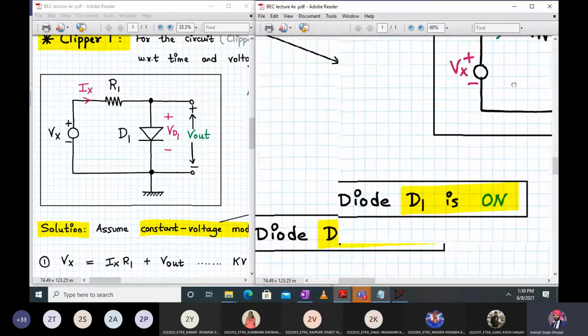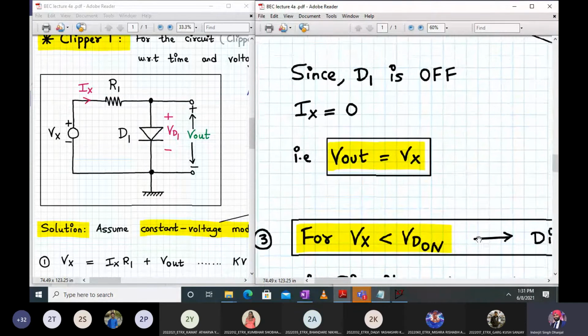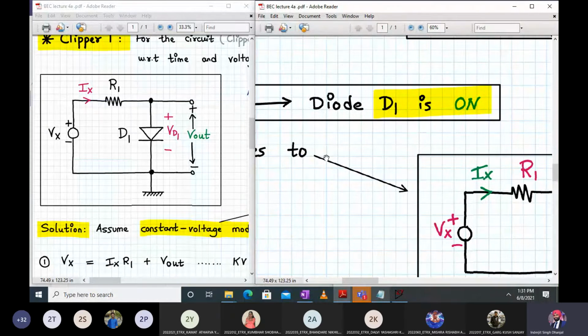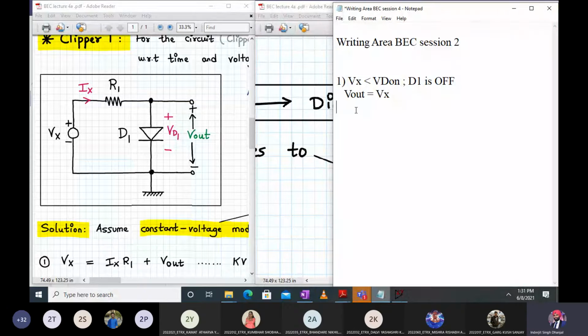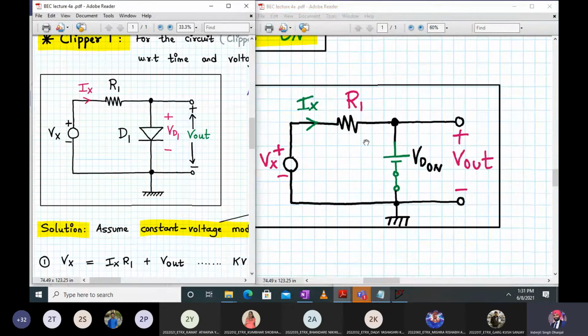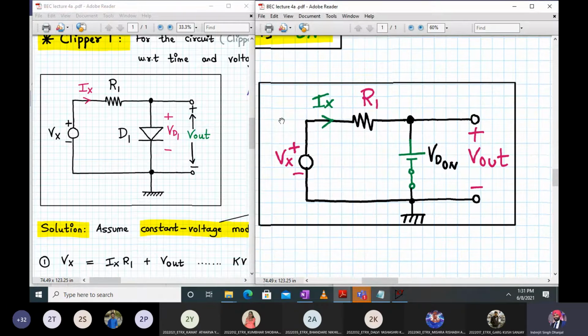Now, for the second condition, when is the diode turning on? What is the condition for diode to turn on? Diode will turn on whenever Vx voltage is greater than Vd on. Then the diode D1 is on. So when the diode D1 is on, it is represented by a battery and a short circuit because the diode is on. Fine. And now the current will flow, right? Current will flow in the circuit.